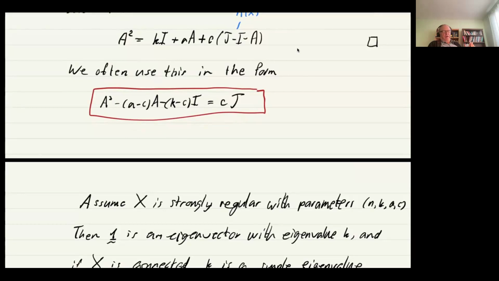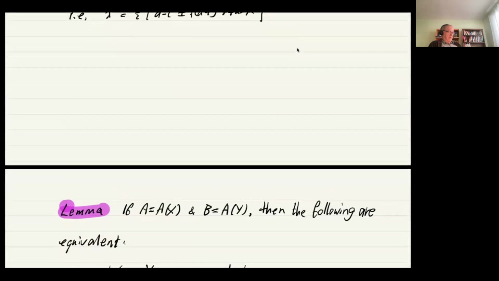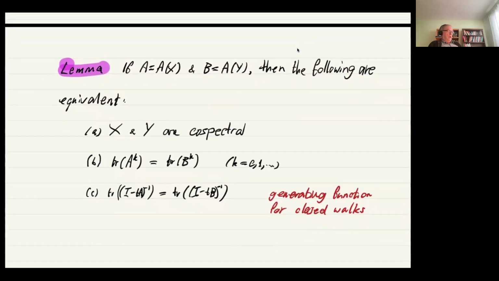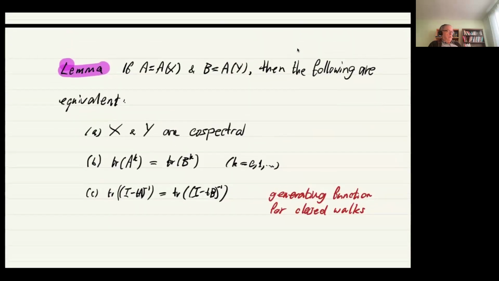And so the idempotents of the spectral decomposition, and polynomials in A, are linear combinations of I, A, and J. So there's a lot of information hiding there. I don't need that now, so I won't bother you with it.